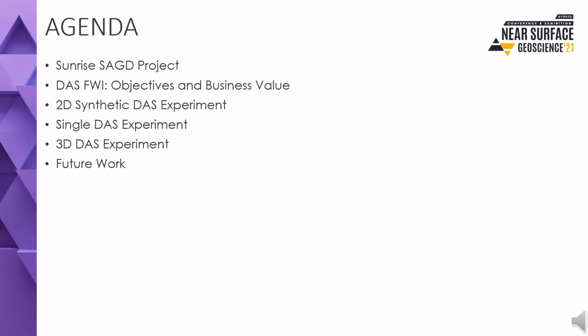In my talk, first I will review why Husky acquired 3D DAS data at their Sunrise SAGD project, and their objectives of performing this 3D FWI study. I will explain how DAS FWI works and show a 2D synthetic model test we did to prove the concept. I will also show a single DAS experiment Husky did with different sources. I will show the final 3D DAS experiment result and the lessons we learned at the end.